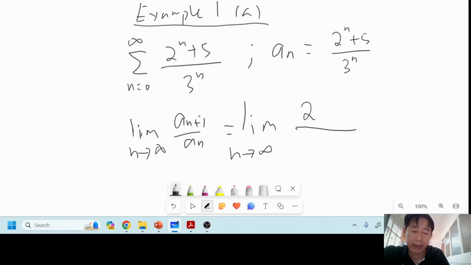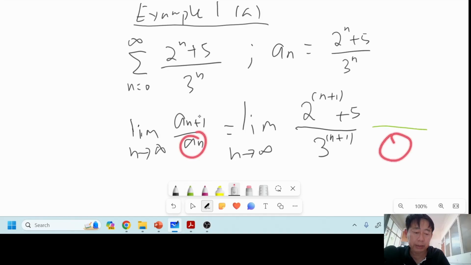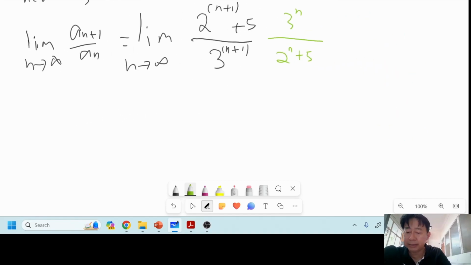I'll write down (2^(n+1) + 5) over 3^(n+1). This is the expression of a at n+1. Here I'm going to write down the expression for a_n in the denominator, where a_n is just (2^n + 5) over 3^n. I'm going to write down the next line of the equations and perform some simple algebra to simplify the expression of the ratio.